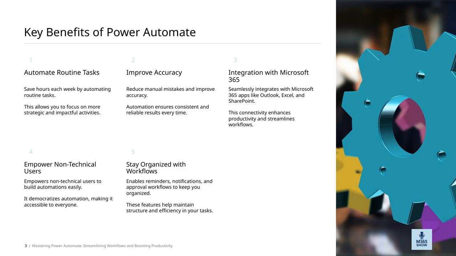Reducing manual mistakes is also a big advantage. Automation helps improve accuracy by ensuring consistent and reliable results every time, which is crucial for maintaining quality and trust in your processes. Finally, automating routine tasks can save you hours each week. This extra time allows you to focus on more strategic, impactful activities that truly move your work forward. Overall, these benefits make Power Automate a powerful tool for boosting productivity and simplifying your work life.